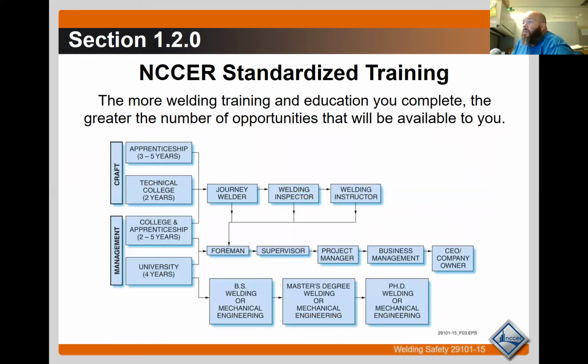Okay, NCCER standardized training. The more welding training and education you complete, the greater number of opportunities that will be available to you. So this is just kind of a flow chart of different programs and how to go about getting into the welding trade or education.